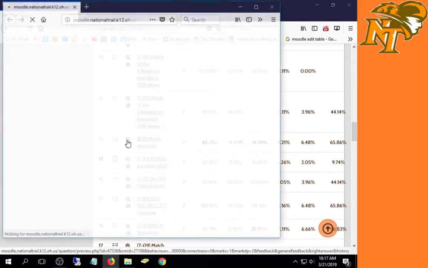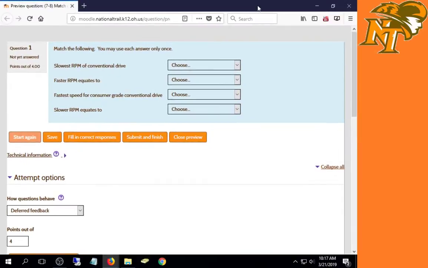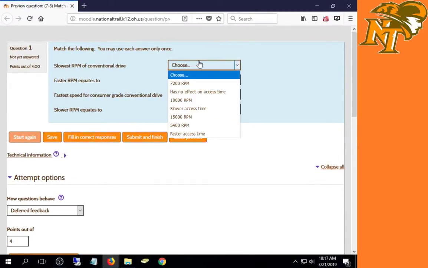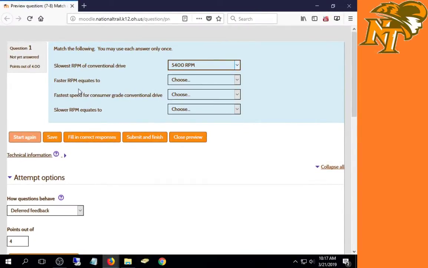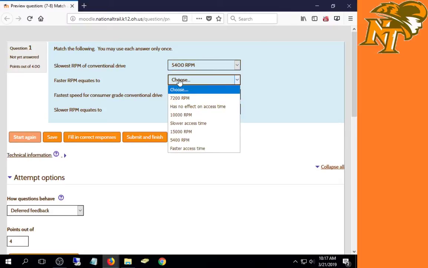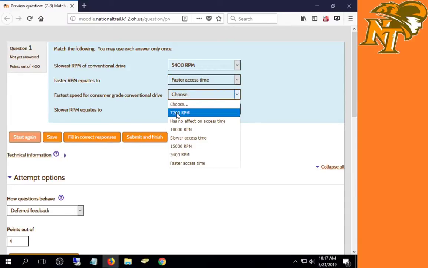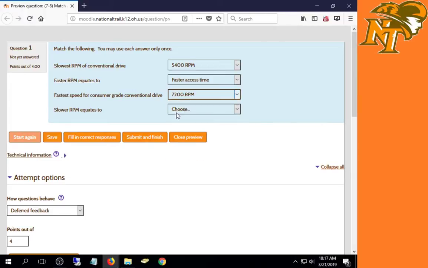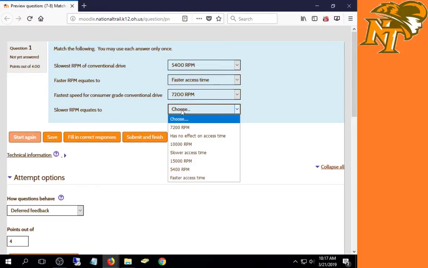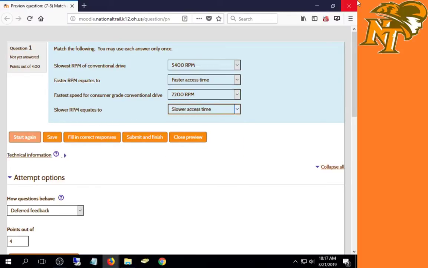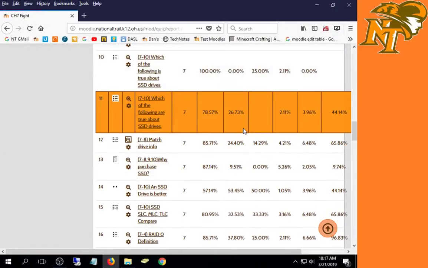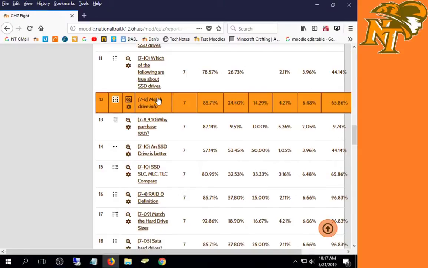Okay, match the info. Let's see if we get through all these. Slowest RPM of a conventional drive was 5,400 RPM. Faster RPM equates to faster access time. Fastest speed of computer grade, it's right out from the book. Consumer grade 7,200, the 10,000 and 15,000 are enterprise grade and server grade. Slow per RPM is slower access time. So those should have made sense. If it spins faster, you access the data faster. If it spins slower, you access the data slower. I think that was the one.